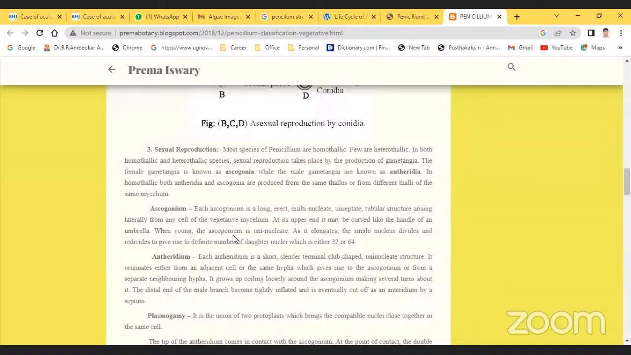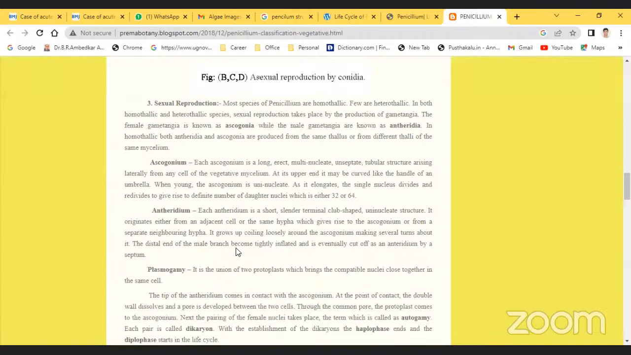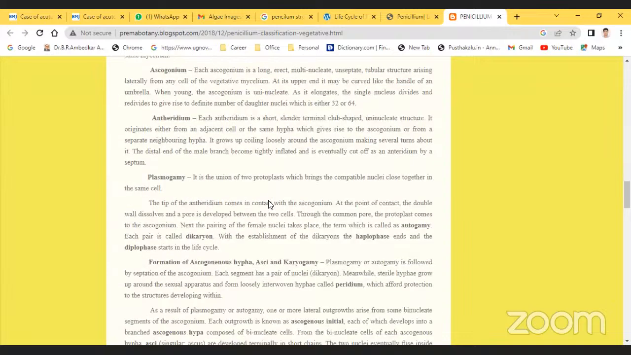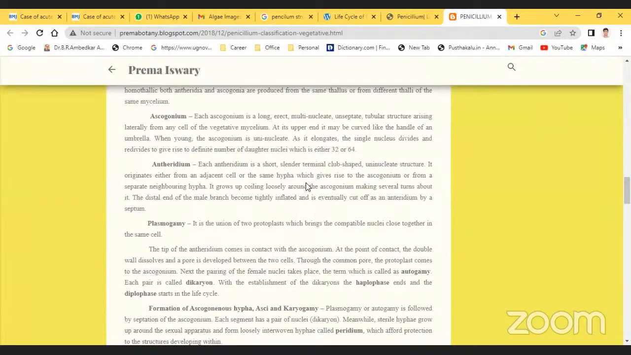When young, the ascogonium is uninucleate. As it elongates, the single nucleus divides and redivides to give rise to a definite number of daughter nuclei, which is either 32 or 64. The ascogonium produces the ascospores. The arrangement of these nuclei looks like nuts fitting in a wheel. Same like this, the arrangement of 32 and 64.